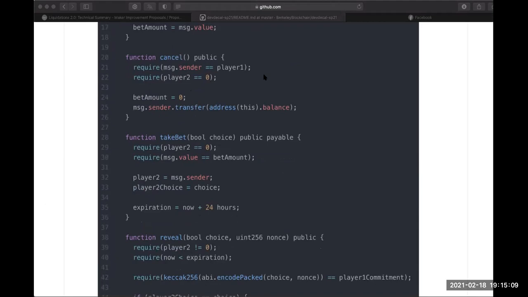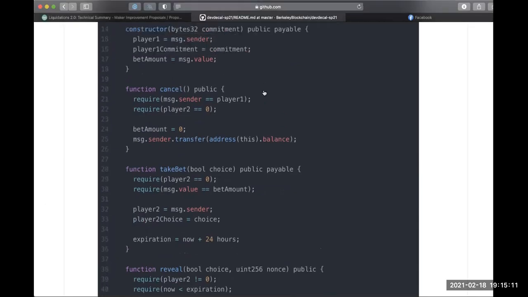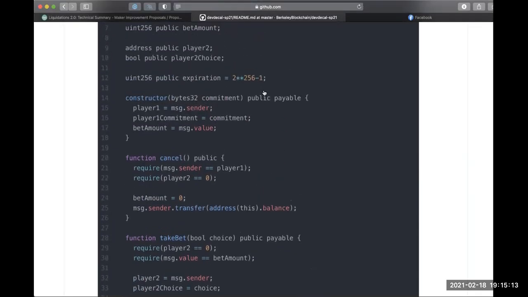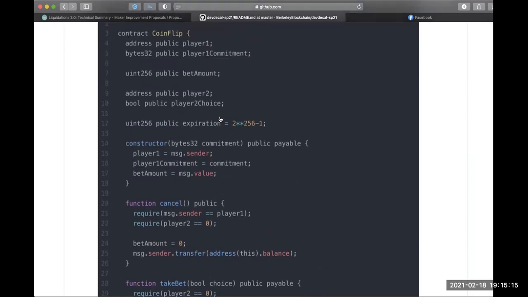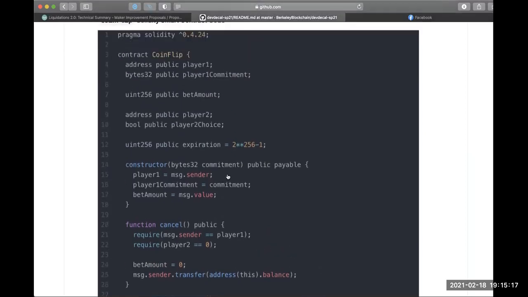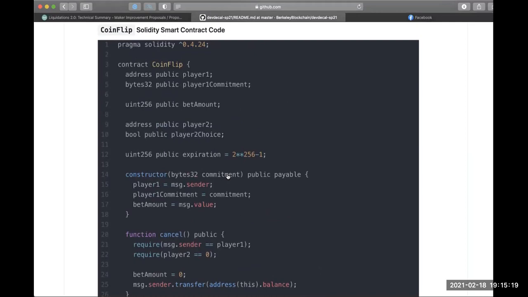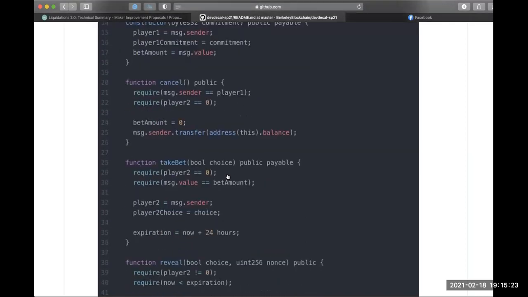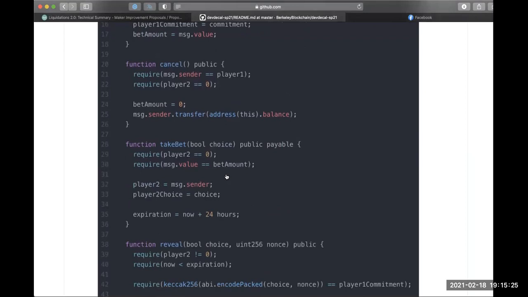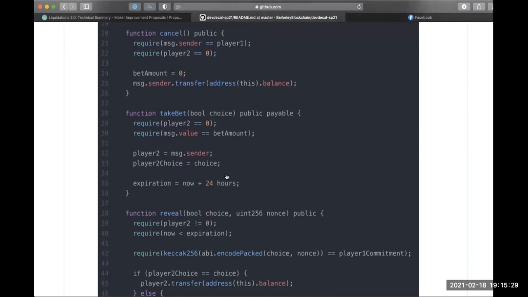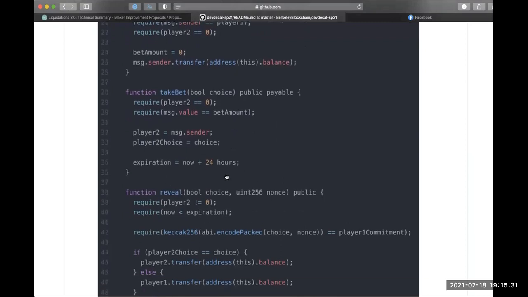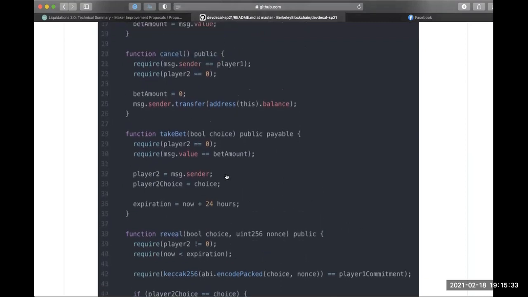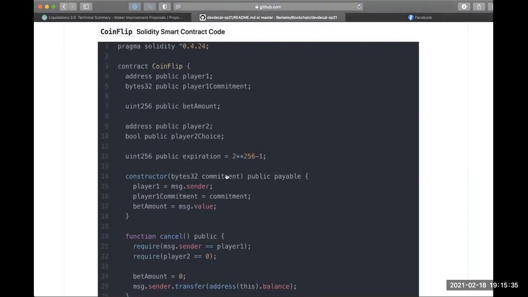That's what I thought. But balance is always 1 because bet amount always stays at 1 through the constructor. And then you're not actually transferring money to the contract in the constructor or take bet. Oh, okay. Notice that you're not actually transferring money. So it should stay as 1 because that amount is 1, and that would be the balance.